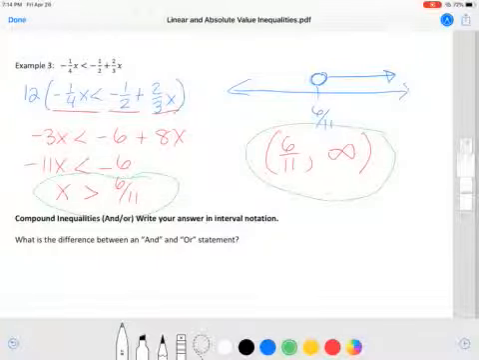So as long as I pick something greater than 6/11 and plug it back in to my original inequality, I should be getting a true statement. If I plug in something less than 6/11, then I'm going to run into a problem and I'm going to get a false statement, which tells me that it's not within that solution set.